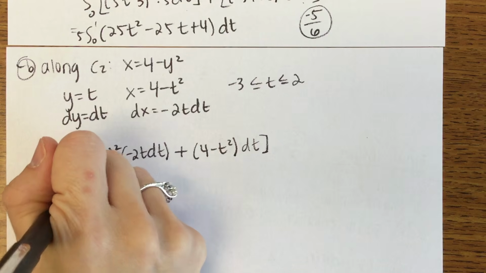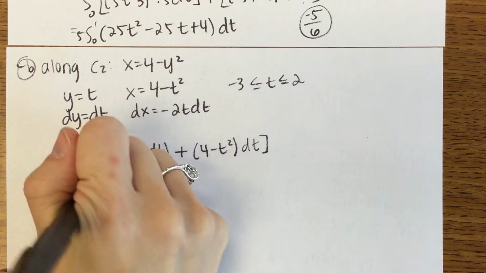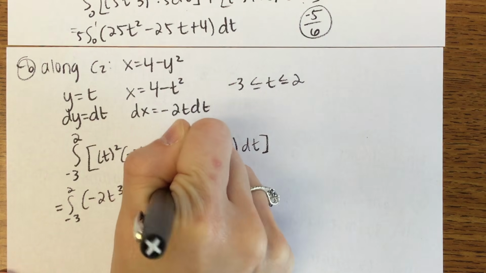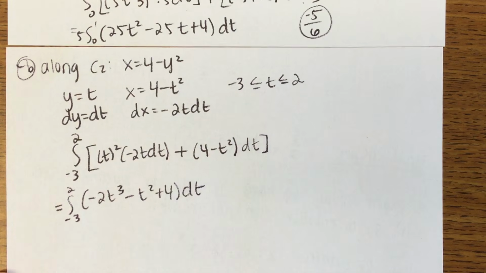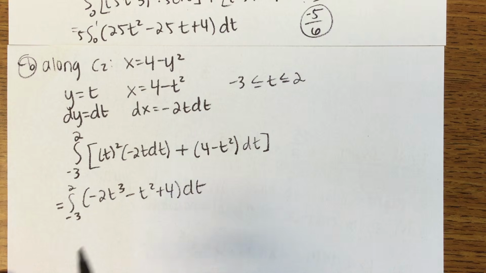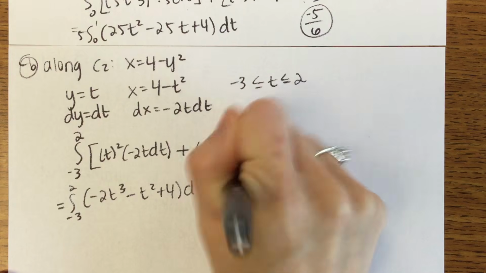If you combine all the like terms, this is the integral from negative 3 to 2 of negative 2t cubed minus t squared plus 4 dt. Are you okay if I just tell you what it ends up being after you integrate? Yeah. It ends up being 245 over 6.